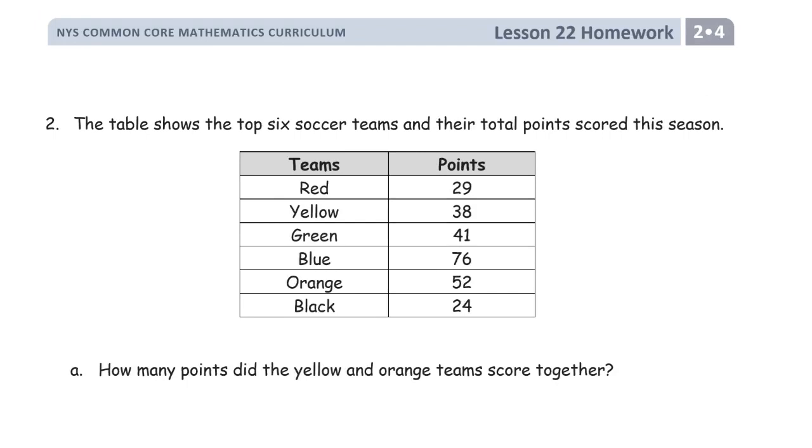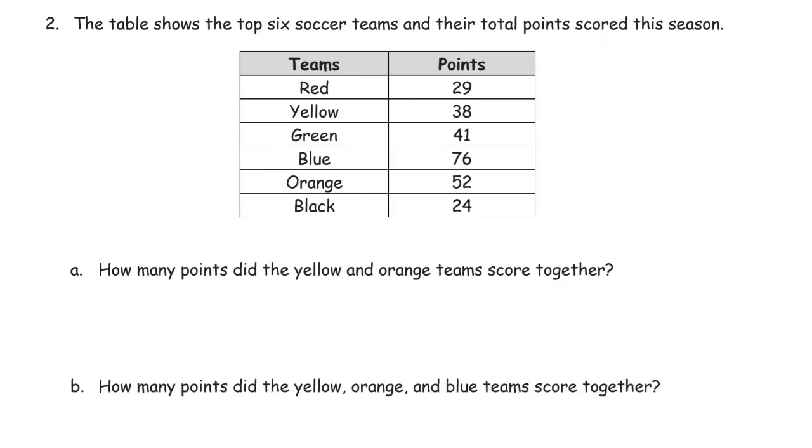The table shows the top six soccer teams and their total points scored this season. All right, so how many points did the yellow and orange teams score together? So here's the yellow team and the orange team. And that's 38 plus 52. And here, I'm not going to draw a tape diagram for this because we already have this chart up here. So we kind of already have a picture to work with.